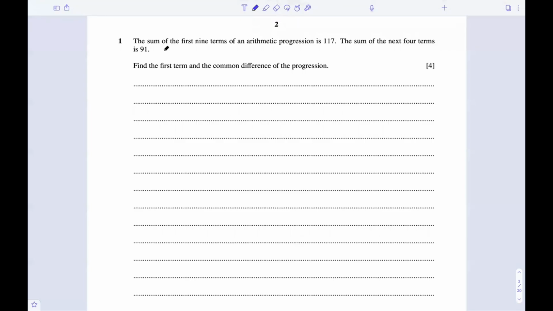In question one, we have that the sum of the first 9 terms of an arithmetic progression is 117. The sum of the next 4 terms is 91. So we can say that the sum of the first 9 terms is 117, and the sum of the first 13 terms would be 117 plus 91.